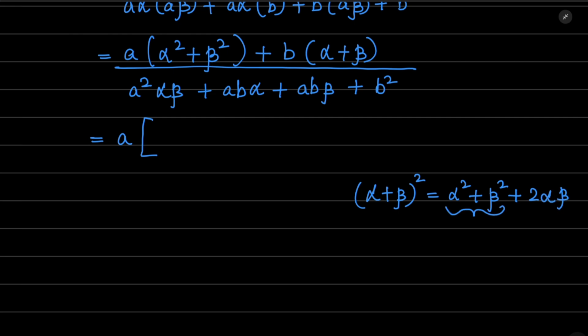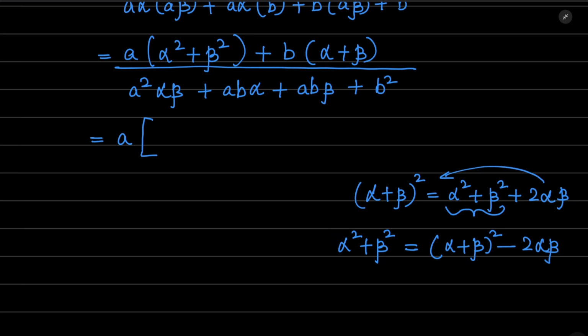Now, what will be alpha square plus beta square? Just rearrange it. So, if you have alpha square plus beta square on one side, you have to take this 2 alpha beta to the other side. So, what will be the expression or the identity? Alpha square plus beta square is equal to alpha plus beta the whole square minus 2 alpha beta.